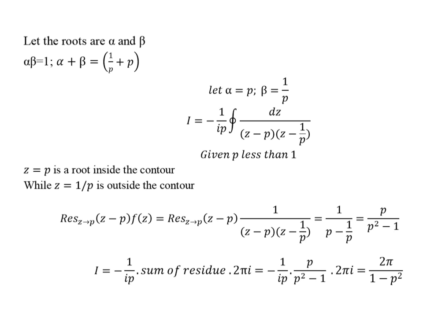So let us find the residue at z equal to p. Residue at z tending to p, z minus p f of z gives a value p by p square minus 1. So the value of the integral is equal to minus 1 by ip into 2 pi i into the sum of residues of those poles inside the contour, which gives the answer 2 pi by 1 minus p square.